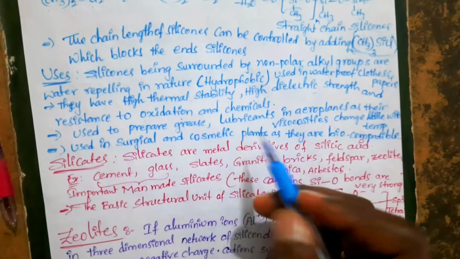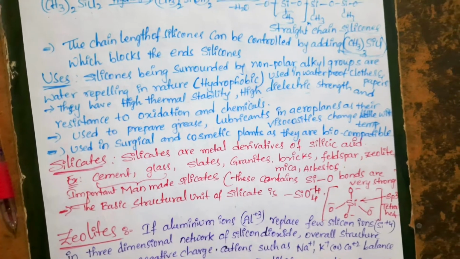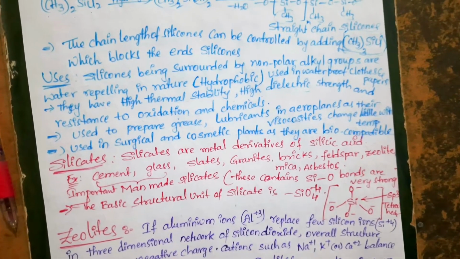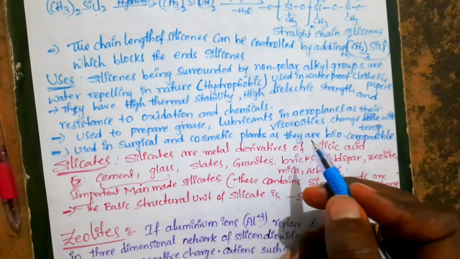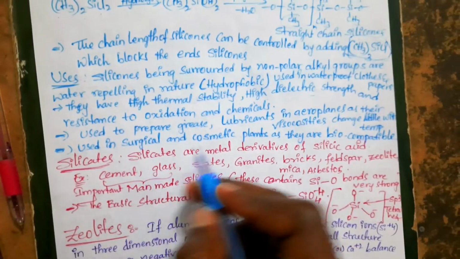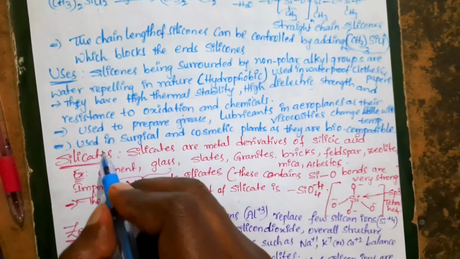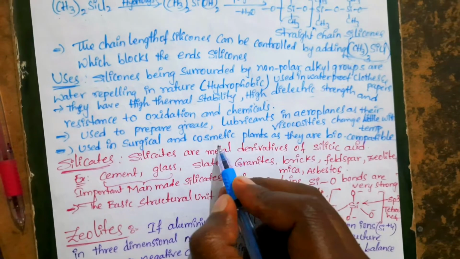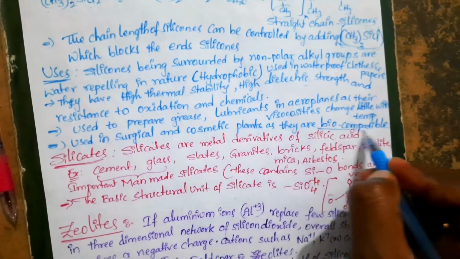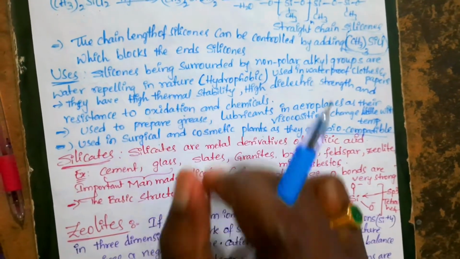They are used to prepare greases and lubricants in aeroplanes because their viscosity changes little with temperature. They are used in surgical and cosmetic implants as they are biocompatible. These uses are very important.